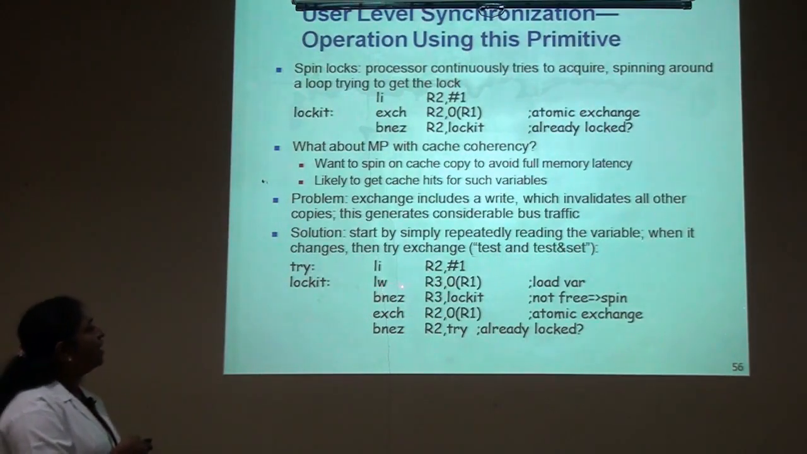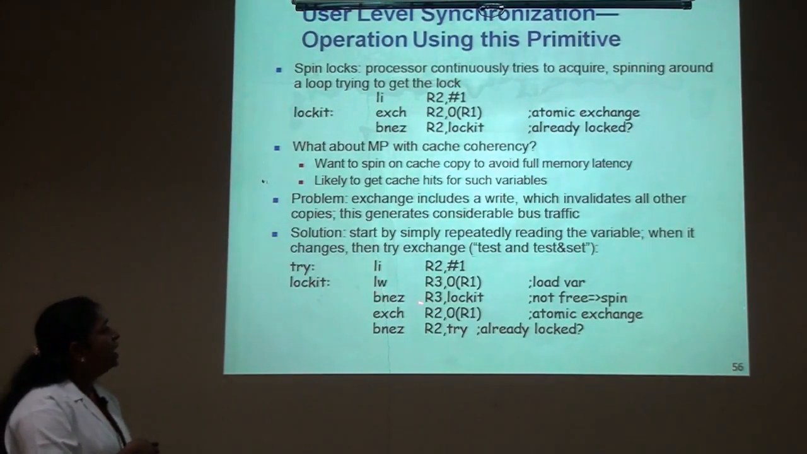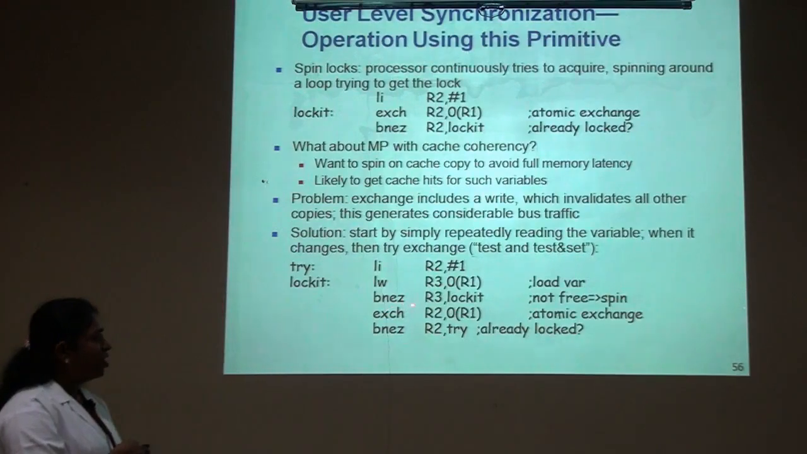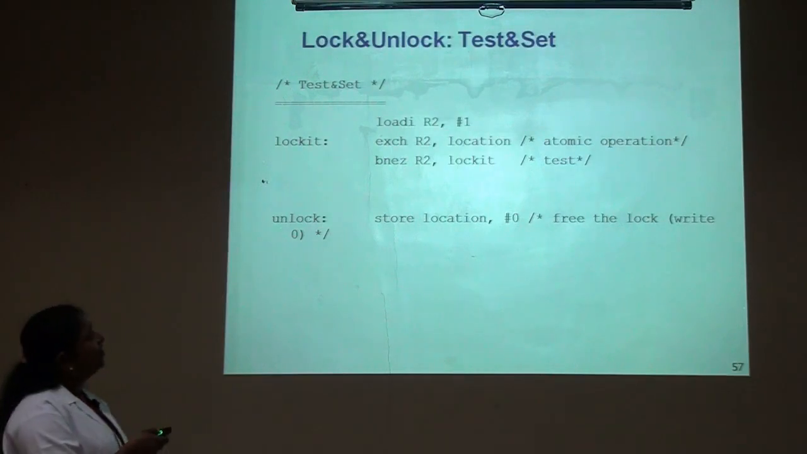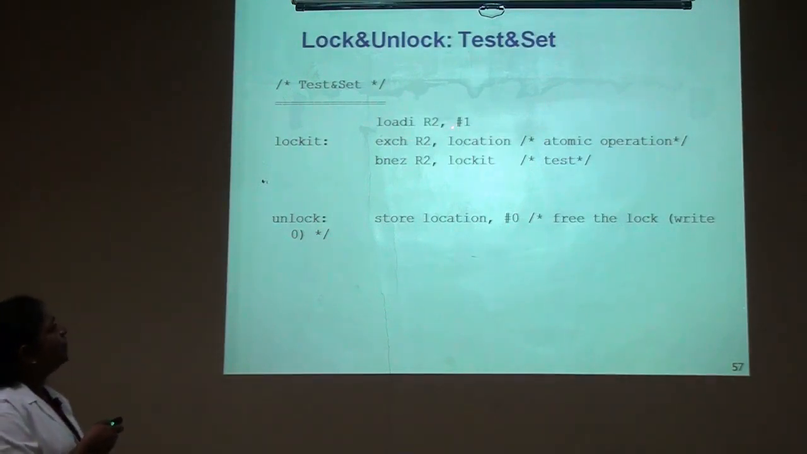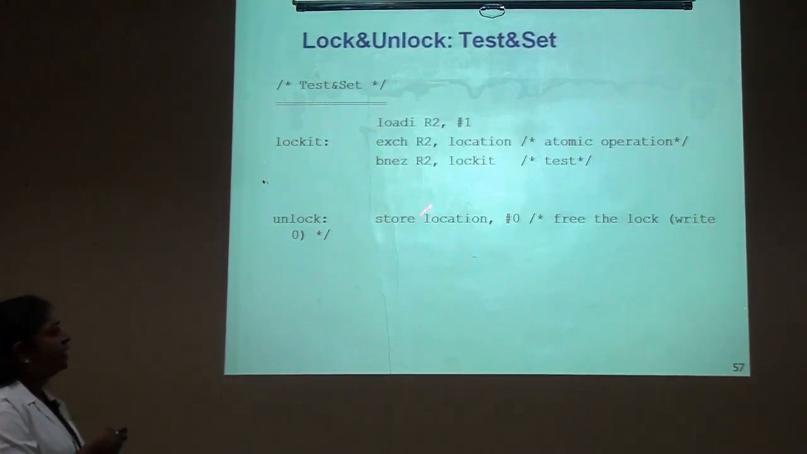Here we load the variable and check whether it is free or not. If it is already locked, we wait, otherwise we utilize it. So, an example of test and set: load R2 with 1 and exchange R2 with the memory location, and we check whether the branch is not equal to 0 or not. This is for locking it, and this is for releasing it.